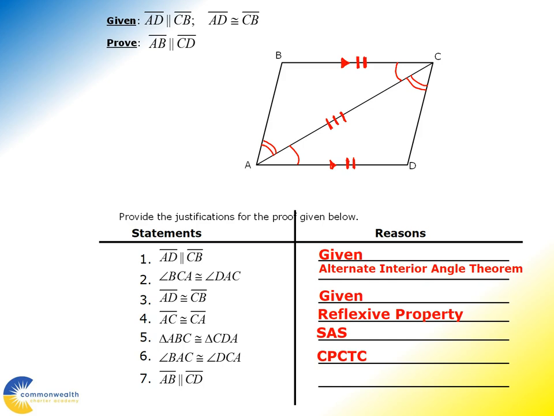These are not alternate interior angles for BC and AD. They're alternate interior angles for CD and AB. But luckily these were corresponding parts in these two triangles, so that's why they are congruent to each other, because we've just proven the triangles congruent. And now that we do have these being alternate interior angles, and we do know that they are congruent, by the converse of the alternate interior angle theorem, I can say that AB is parallel to CD.